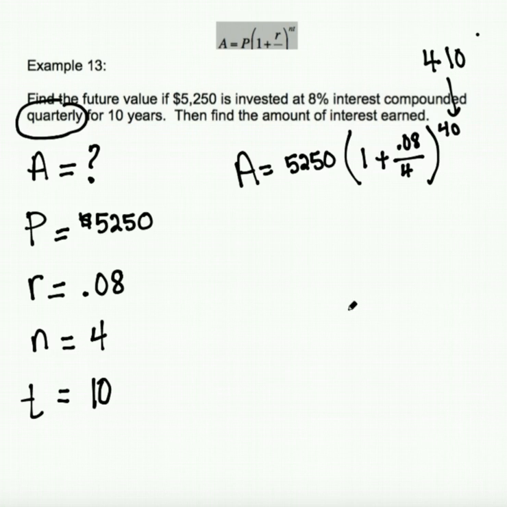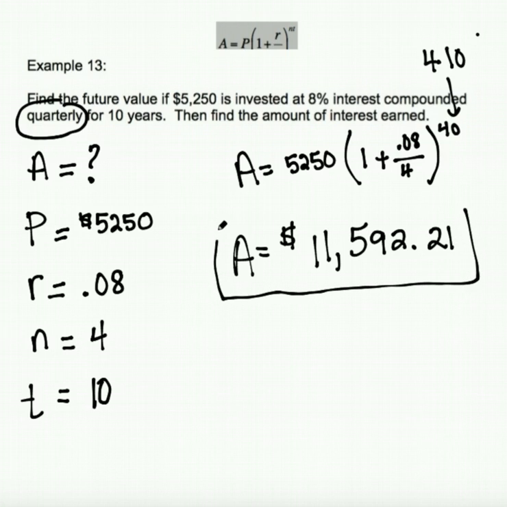There we go, 4 times 10. So now you can just simply plug that into your calculator. You should be able to type it straight across. Make sure you have 40 in as the exponent and see what that comes out to. That gives me A equals $11,592.21.